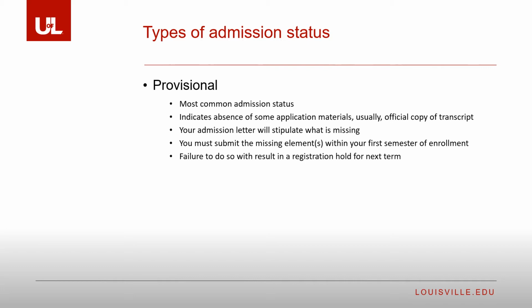Your admission letter will indicate what is missing and why you were given a provisional status, so make sure that you read your admission letter carefully. You must submit whatever the missing element or elements are in your first semester of enrollment. If you fail to do so, you will not be able to register for classes for the next term.